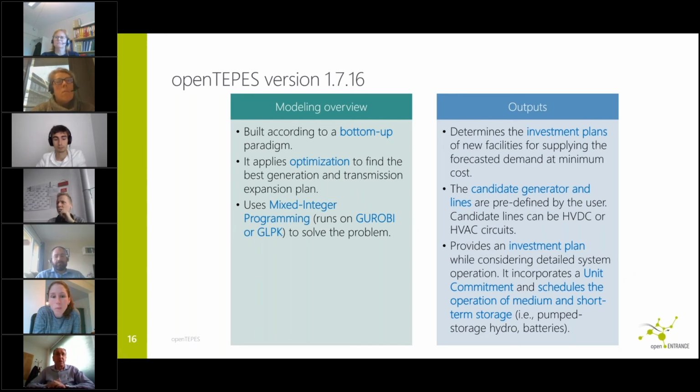It has been set up as an optimization model where we are able to deal with, let's say, any kind of detail in the operation, especially on the operation of storage or flexible facilities at the operational level. On one hand, that model was an evolution of the previous one, the TEPES one, that was coded in GAMS and was a proprietary model. However, we have extracted some part of this model in order to create the Open TEPES model.